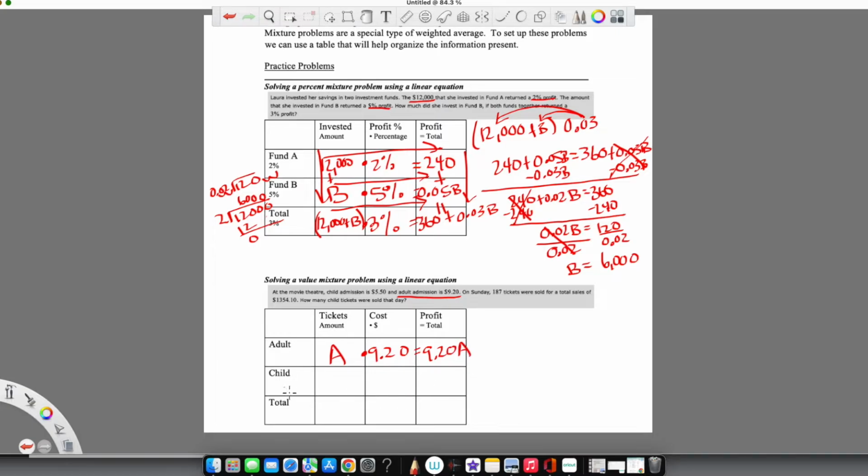Child tickets, again, I don't know how many child tickets they sold specifically, but I do know how much they cost. The child tickets are $5.50, so it's going to be $5.50 times C. And then the total, so the total number of tickets they sold, well, that would be adult tickets plus the child tickets they sold, right?